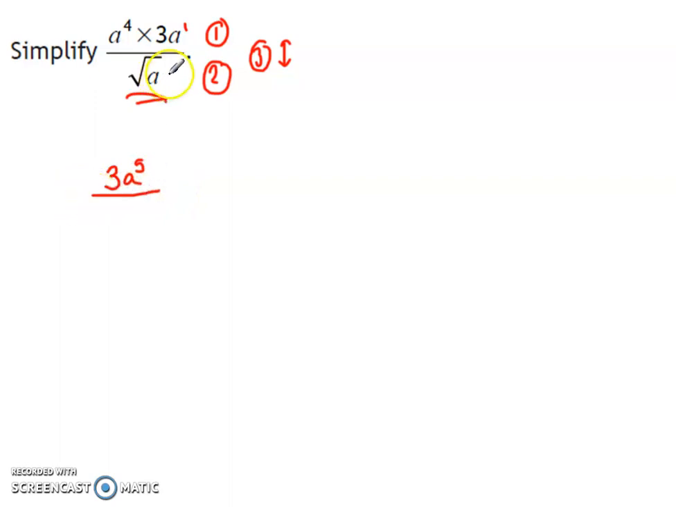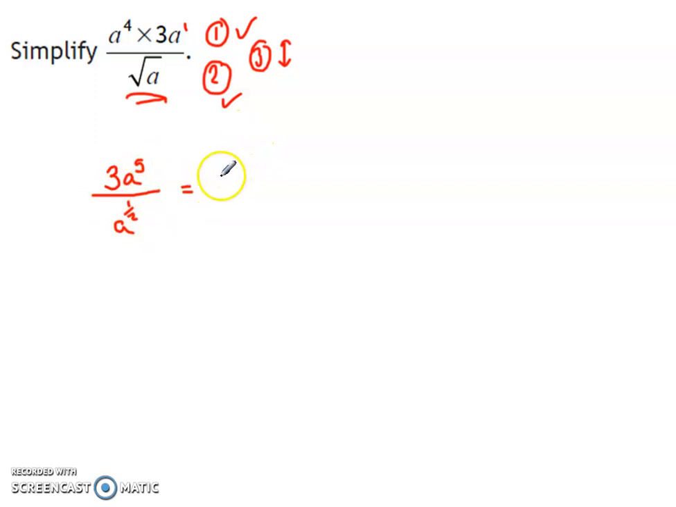I then look at simplifying the bottom. So I've got the square root of a, so what I do is I take that and I use my rules to write it without the root, and that ends up giving me a to the power of a half. So we've simplified the top, we've done step 1, we've simplified the bottom, we've done step 2, now we have to simplify between the two.